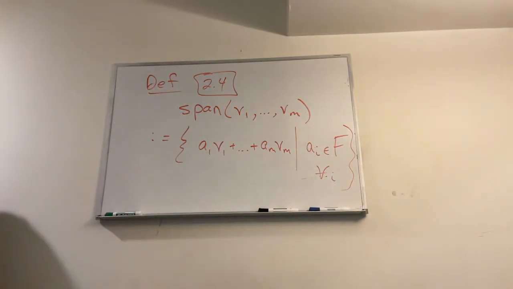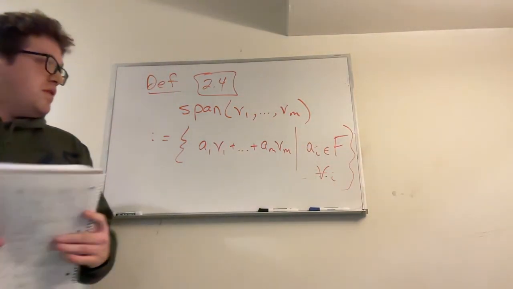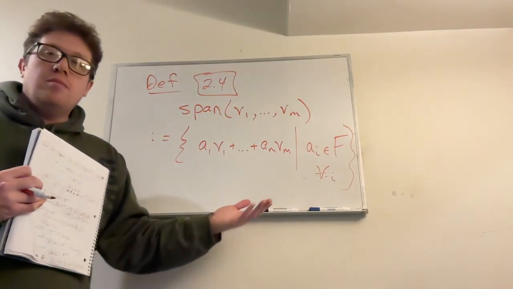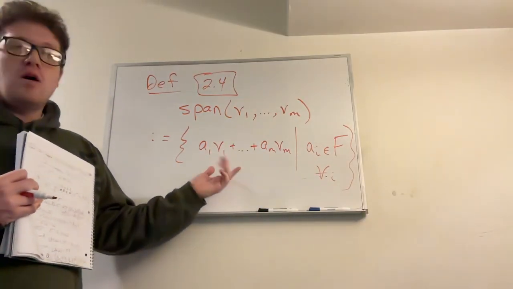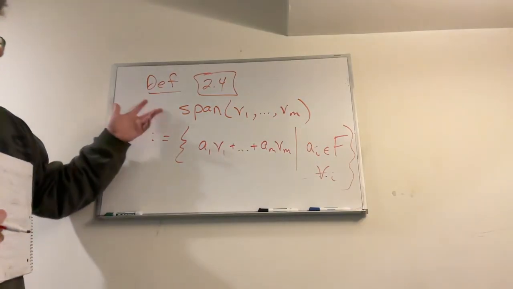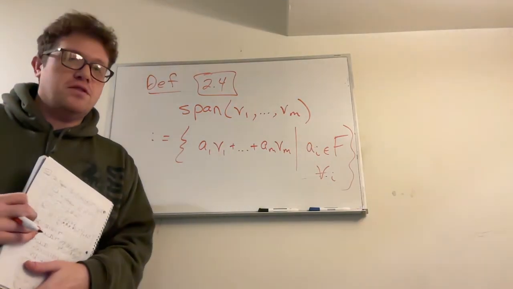Okay. So this is one particular linear combination. If I let the a_i's vary over all possible elements of the field, then we get all possible linear combinations. And this is just the definition of the span of the vectors.